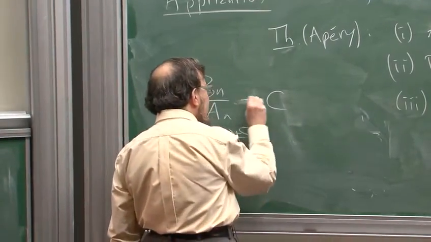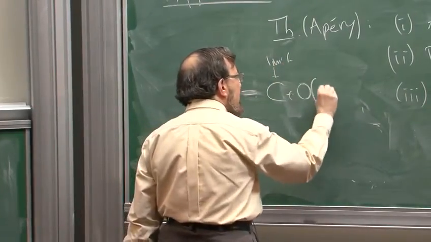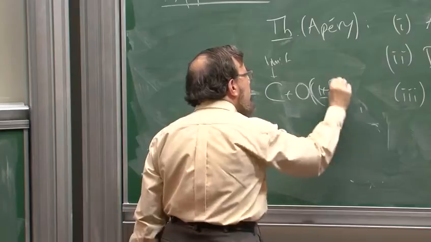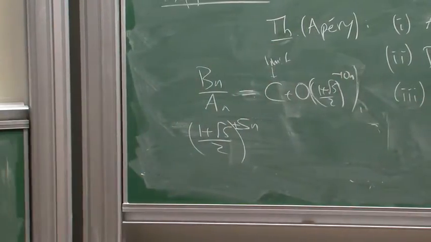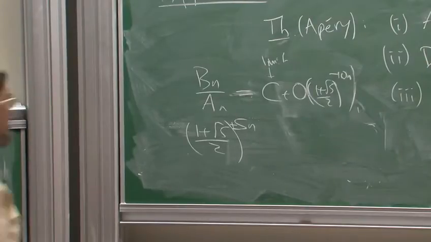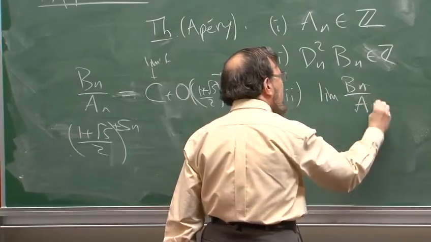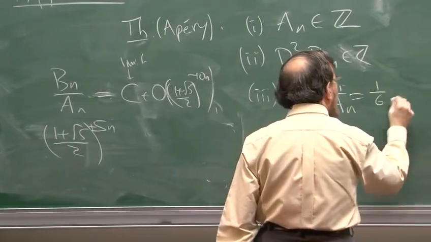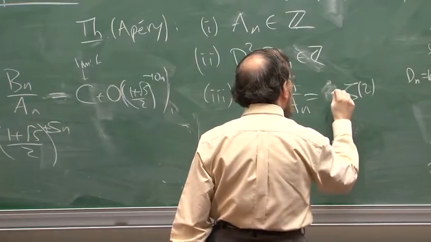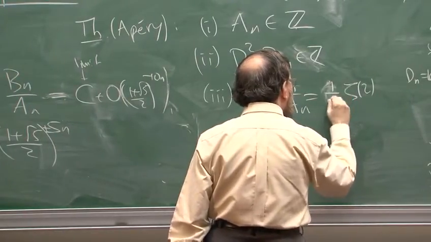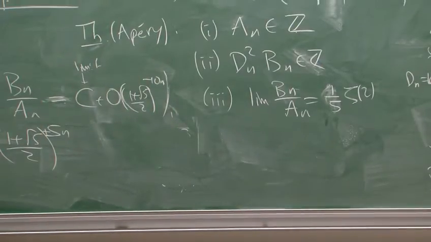So what is easy is that if this is the limit, it exists, and the error is actually (1 plus the square root of 5 over 2) to the power minus 10n, which is incredibly small, much smaller than the d_n squared, and that therefore immediately implies the irrationality of the limit. But the problem is it's not at all obvious what the limit is. And so what he showed is that the limit is 1/5 zeta of 2. Sorry?